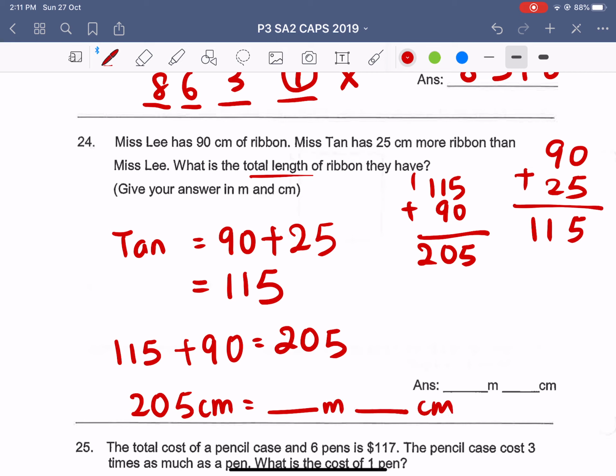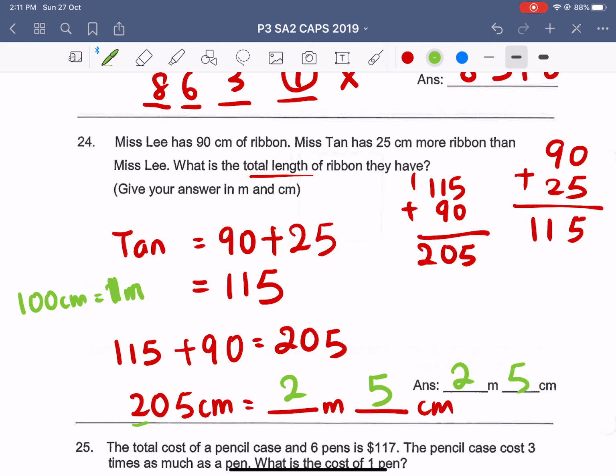Okay, now we know that every 100 cm is equal to 1 meter. So since there are 200 centimeters, there must be 2 meters inside. And how many centimeters? 5 centimeters. So the answer is 2 meters, 5 centimeters.